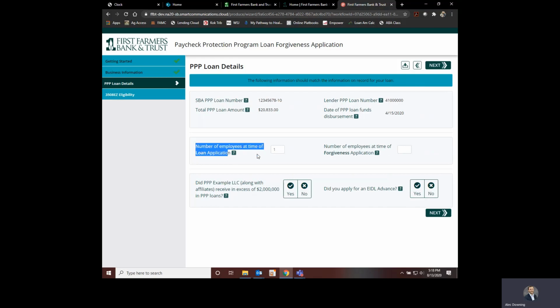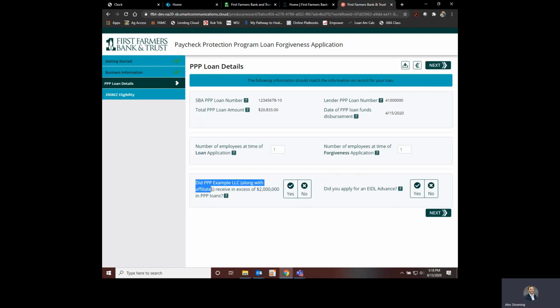Number of employees at the time of the loan application. For this example, just one, just myself, and I have not fired myself yet. So I am the only employee still for my fictional company here at the time of application. One of me is enough. So we will go ahead and just stick with one there.